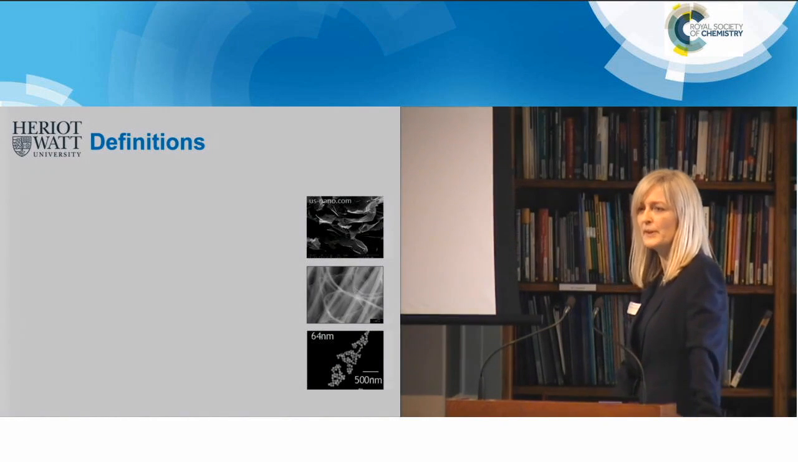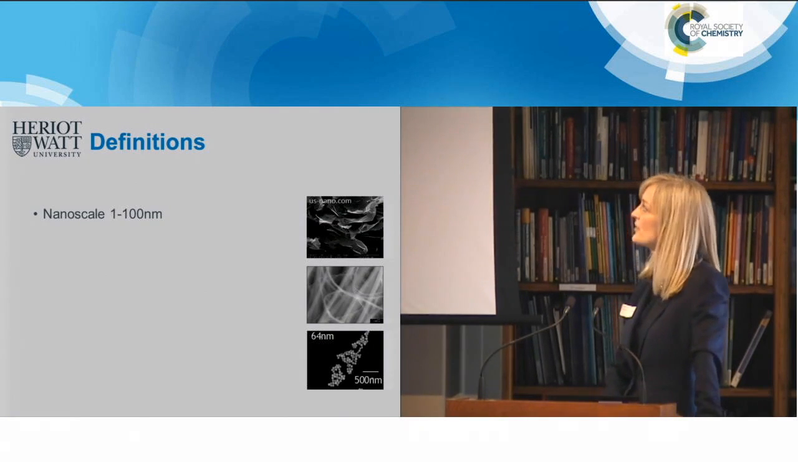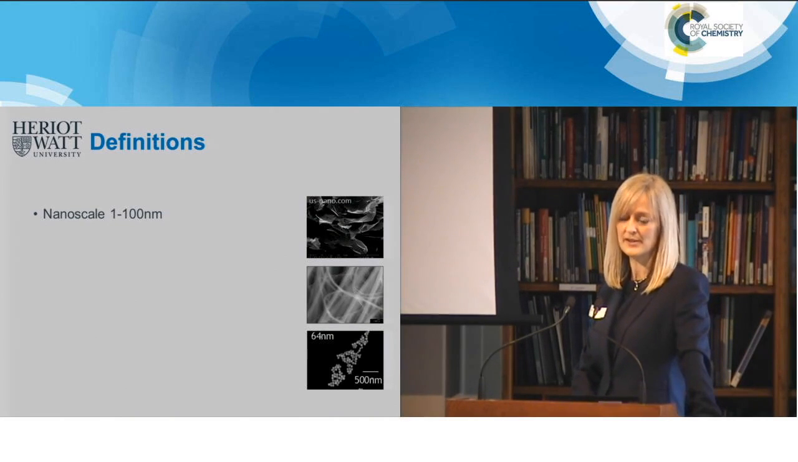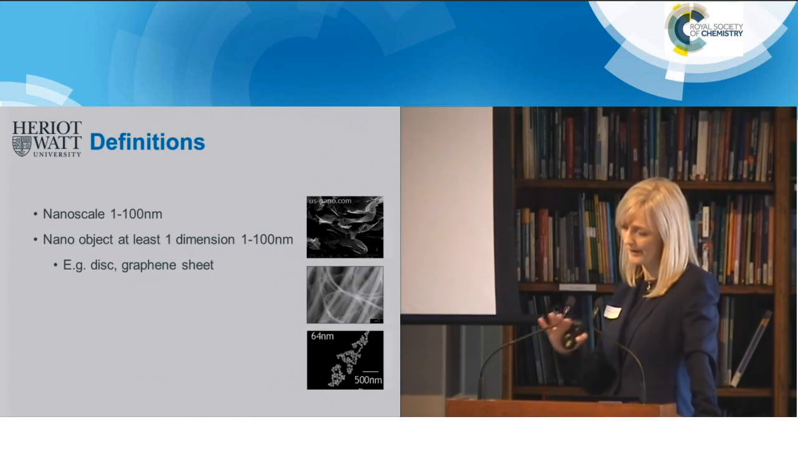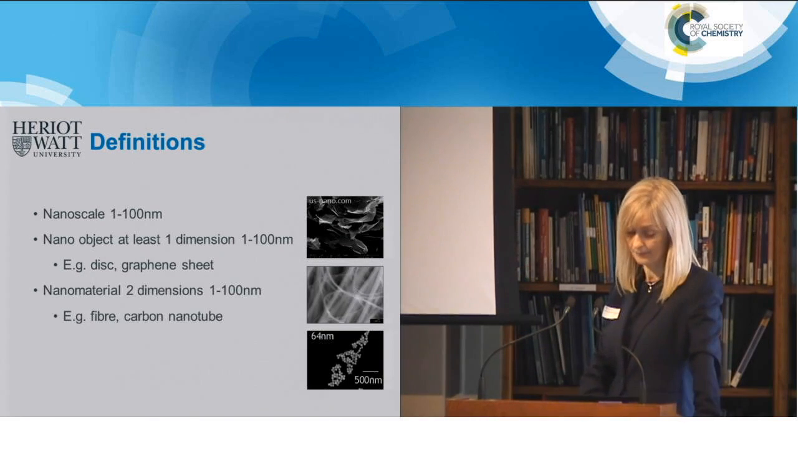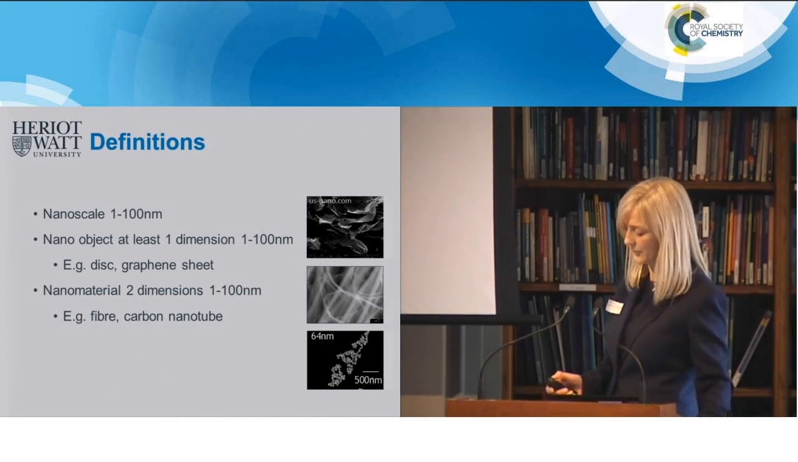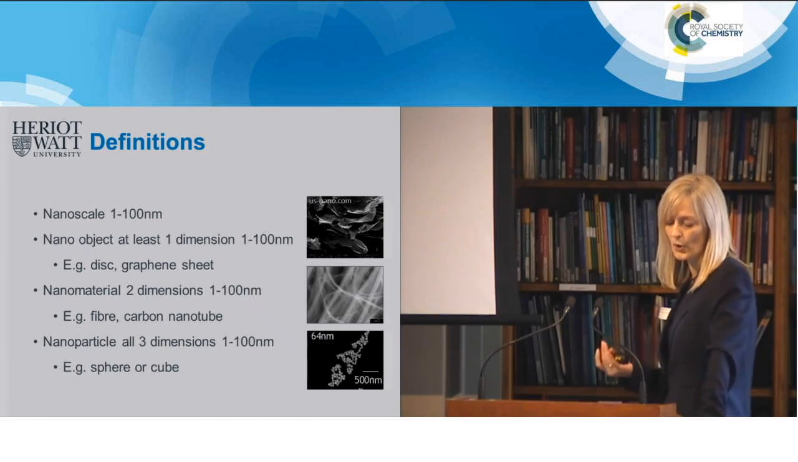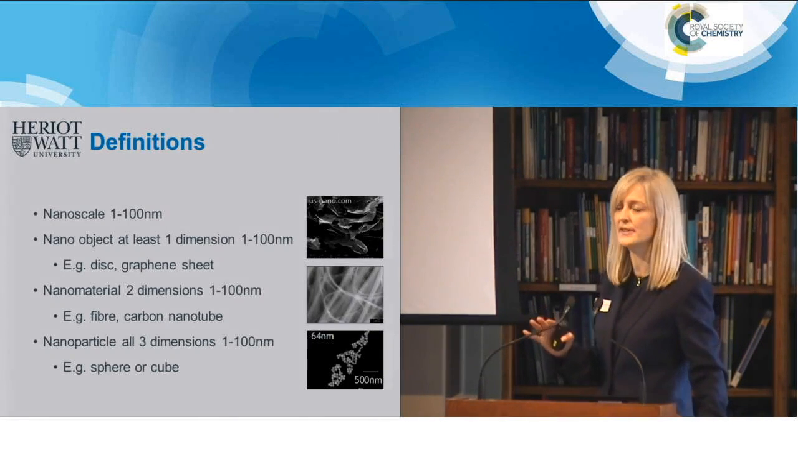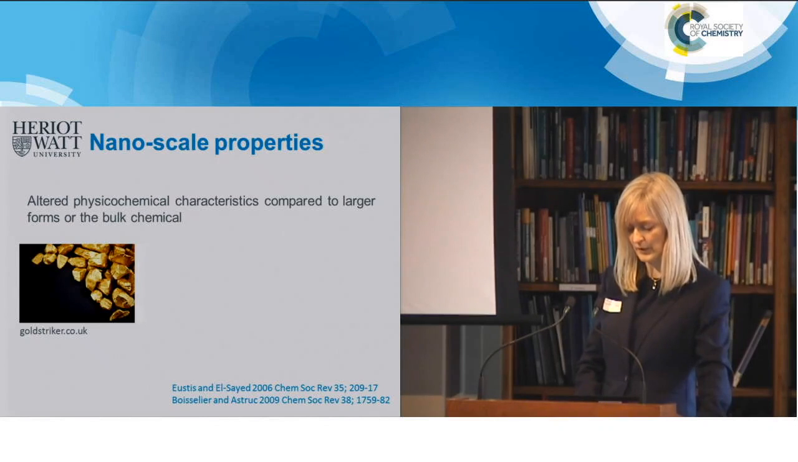So there have been a number of definitions published over the last 10 years to define what a nanomaterial might be like. Most of them suggest that the nanoscale is between 1 and 100 nanometers, although for nanomedicines that can sometimes be larger. A nano-object has at least one dimension in the nanoscale, so that would be something like a disk or a graphene sheet, shown here. Whereas a nanofiber has 2 dimensions in the nanoscale, so something like a fiber or a carbon nanotube. And then a nanoparticle has 3 dimensions in the nanoscale, so something like a sphere or a cube. And there are more precise definitions available from the European Commission and from the British Standards Institution, but they more or less fall into those categories.